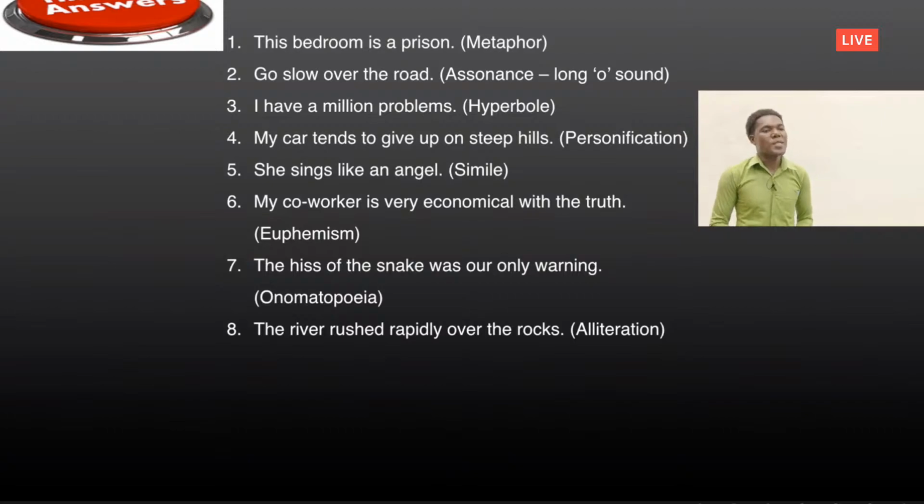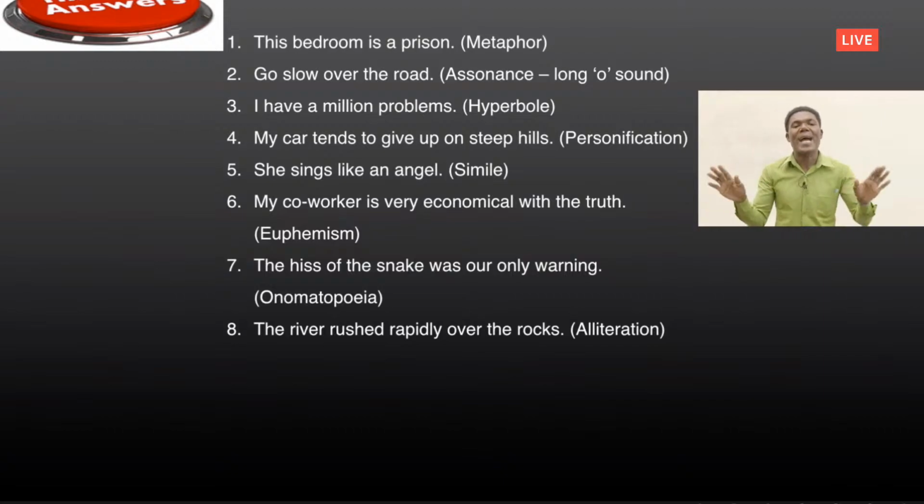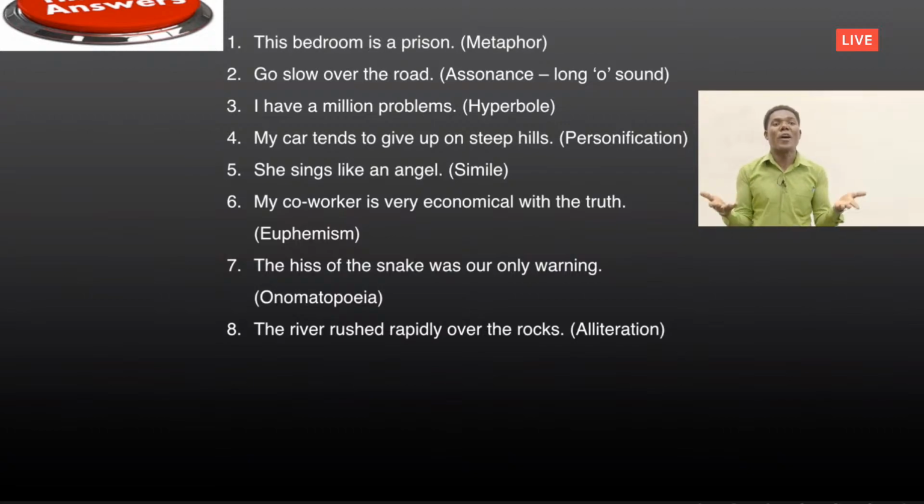Next one, my car tends to give up on steep hills. Personification. Remember, personification is when you are giving inanimate objects human-like qualities. So what is the inanimate object there? What is the non-human there? Did I hear you say the car? Excellent. And what are you stating that the car can do? Give up. Humans are the ones who give up.